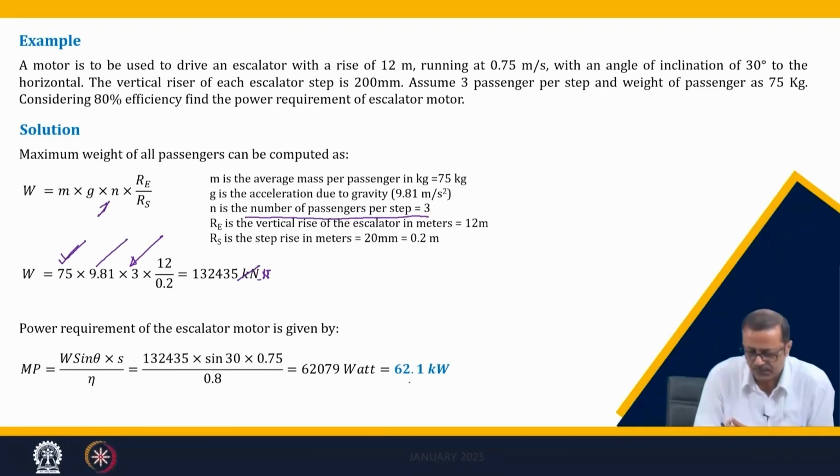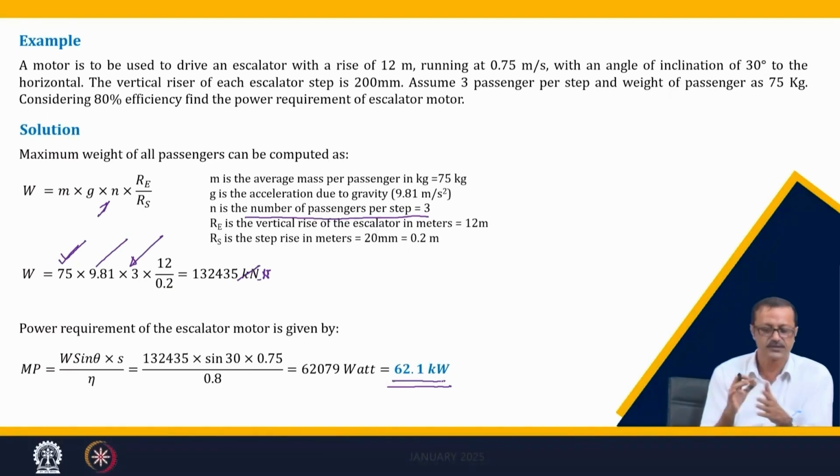So, I have to actually think of a motor for this escalator, a 62.1 kilowatt motor to run this particular system with this 80% efficiency and the fullest amount of load.